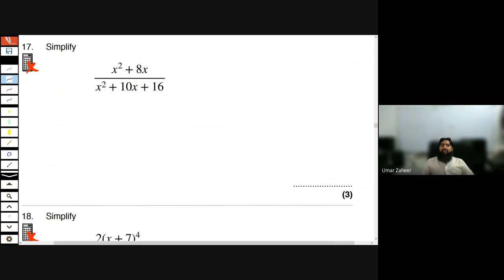All right, look here, it says simplify. You have just numerator and denominator. I just told you that you have to write the numerator in factor form and write the denominator in factor form. So let's take the numerator first. We have x square plus 8x. We have x common, you will get x plus 8. We have factorized it. Is it clear? Yes, Laiba, Salim, is it clear? Why am I going to factorize it?